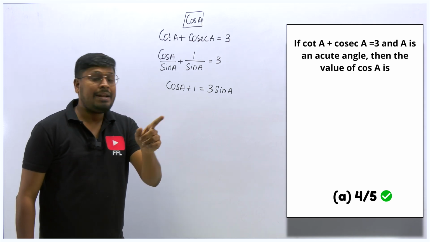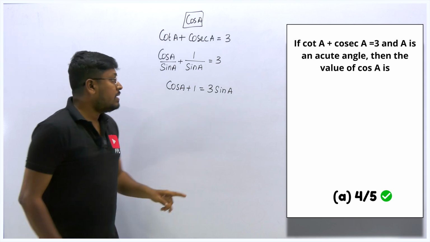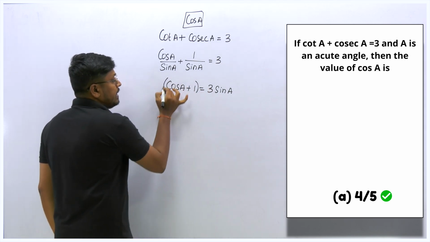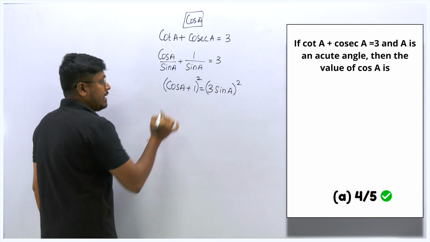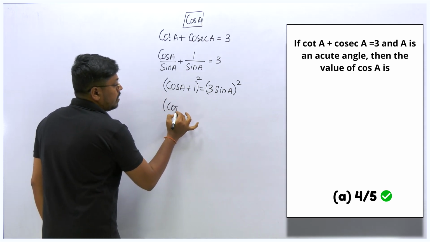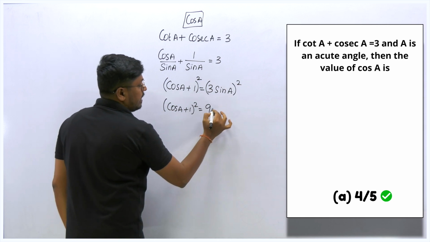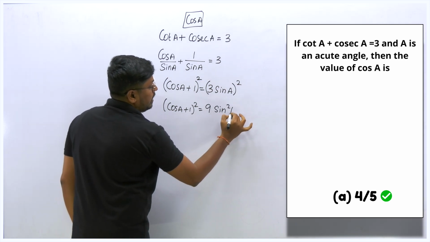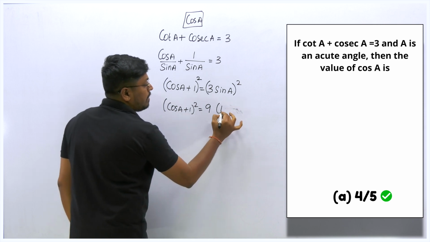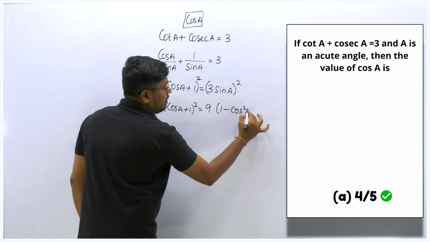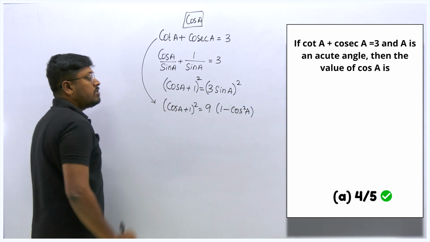So we know one property, sin square theta plus cos square theta is equal to 1. So if I square both the sides, so square and square here. If I square both the sides, this can be written as cos A plus 1 the whole square is equals to 3 square will be 9 times sin square A. So now what is sin square A? Sin square A will be 1 minus cos square A. So friends, finally I have converted the complete given question in terms of cos.